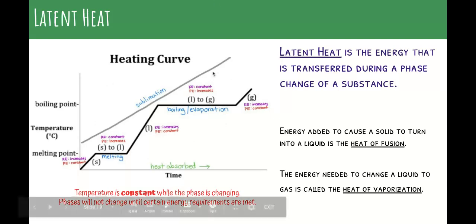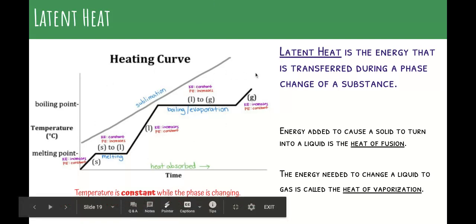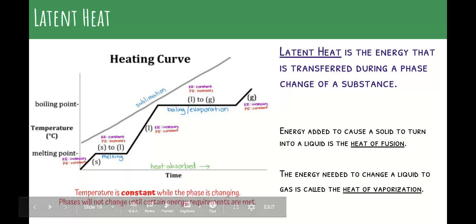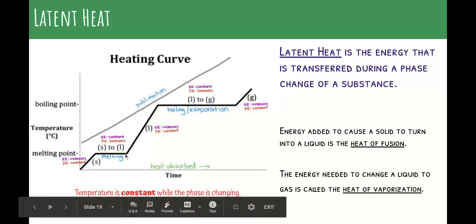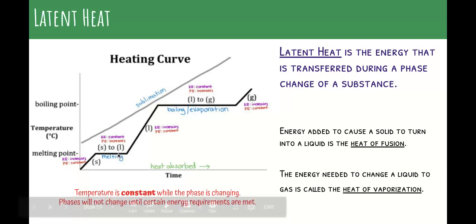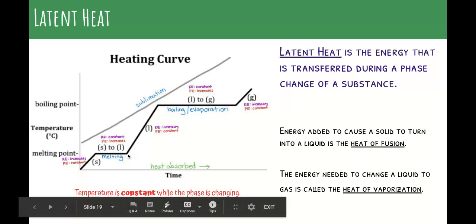So if you look at this heating curve, the temperature is constant while the phase is changing, and the phases will not change until the certain energy requirements are met. Okay, so the temperature is constant while the phase is actually changing. So if you're looking here at, let's see. All right, so let's say we have a solid to a liquid, this portion right here. So as the solid is melting, as it's turning into a liquid, the temperature is constant. The temperature will not change until the entire substance has turned into a liquid.